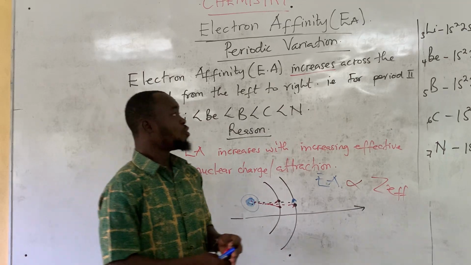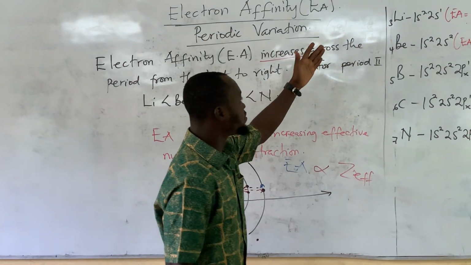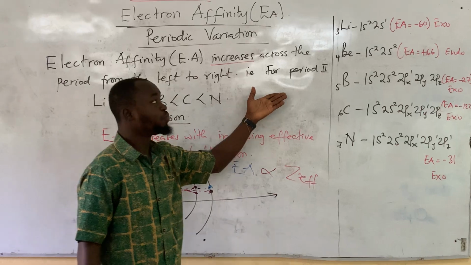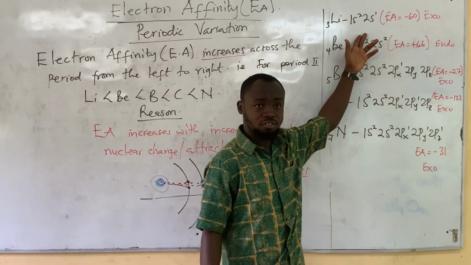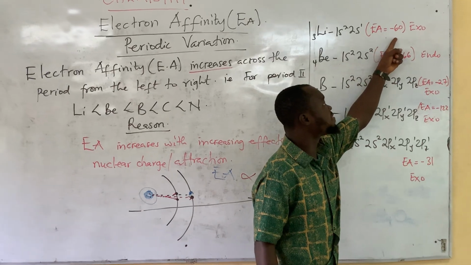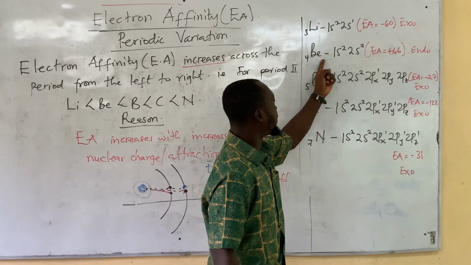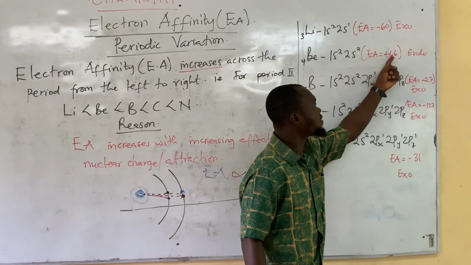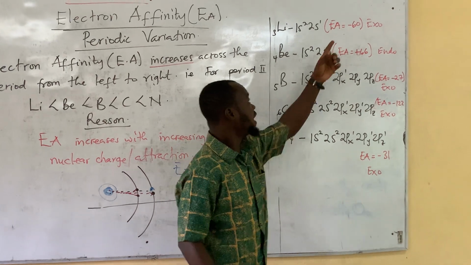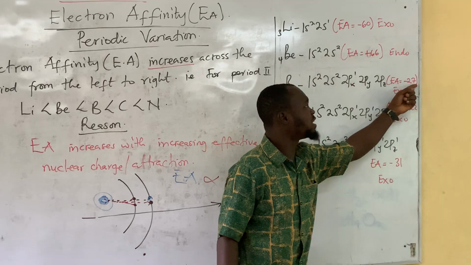Is that okay? So once we look here, I have the electronic configuration for lithium, beryllium, boron, carbon, and nitrogen. They are all in period 2 with their corresponding EA values. Lithium has an EA of negative 60. That is exothermic. I will explain that as well. Beryllium has an EA of positive 66. That is endothermic, that is, energy is absorbed. Here energy is released. Boron, EA of negative 27.